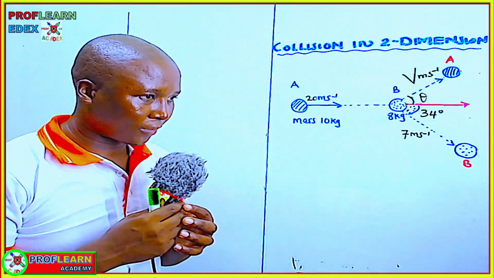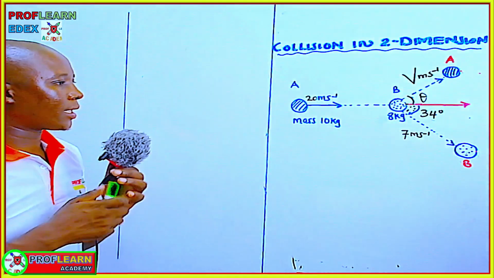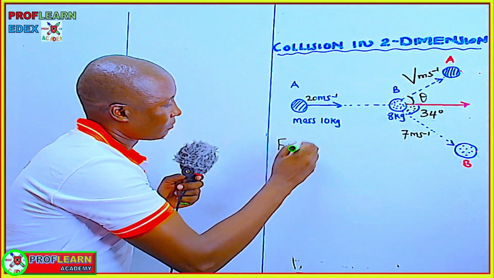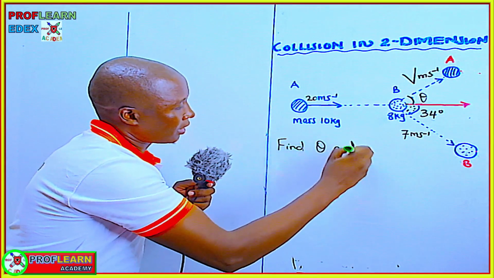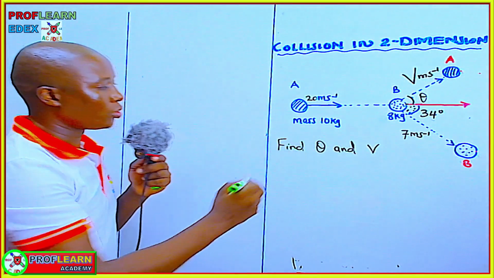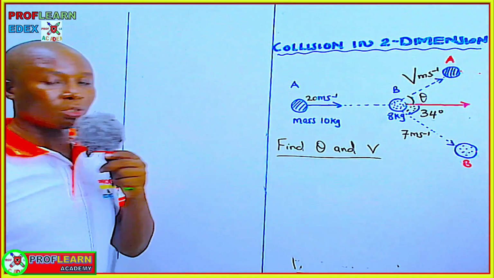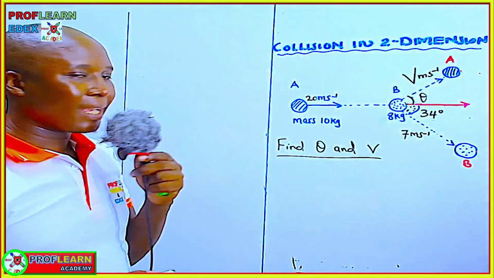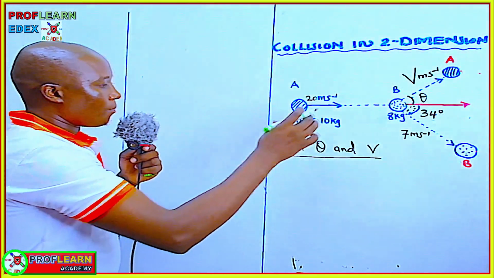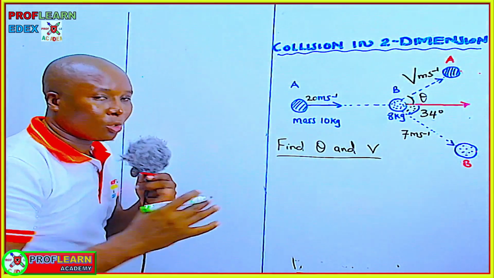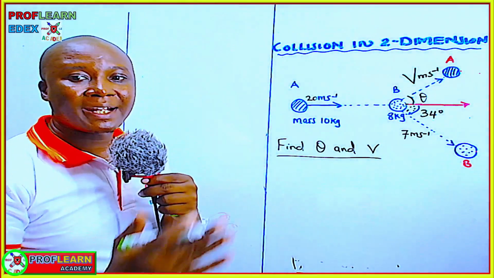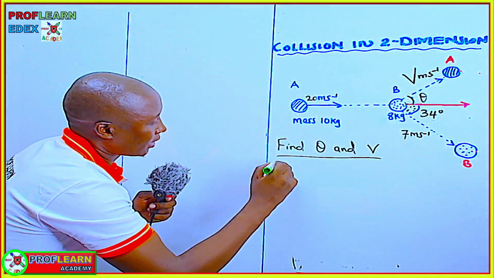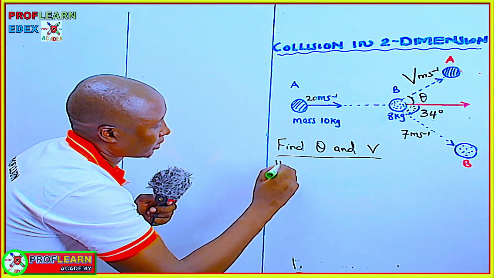Now, how are we going to work out this particular question? Of course, our target is to find theta and v, and we're going to use the principle of conservation of momentum. Momentum before collision is equal to momentum after collision. Now, we are going to consider the horizontal component of momentum and the vertical component of momentum. So let's look at horizontal momentum.